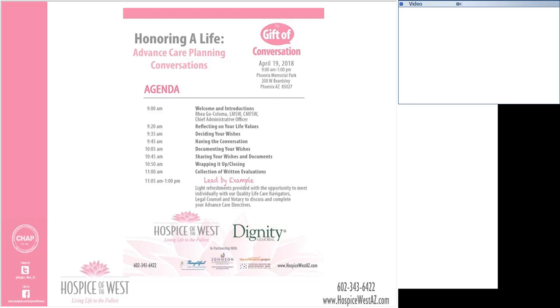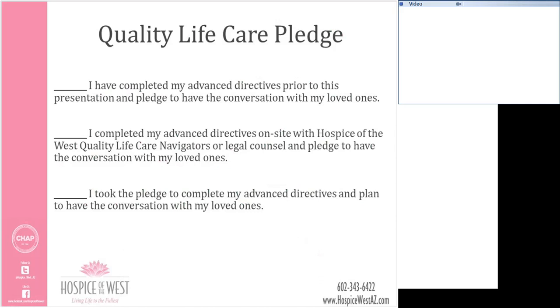The last slide shows you what our pledge looks like. This has been adjusted specifically for our events in April, but what we had implemented internally with our staff looks very similar to this. And again, we have made the conversations about advanced care planning very regular and normal in here.